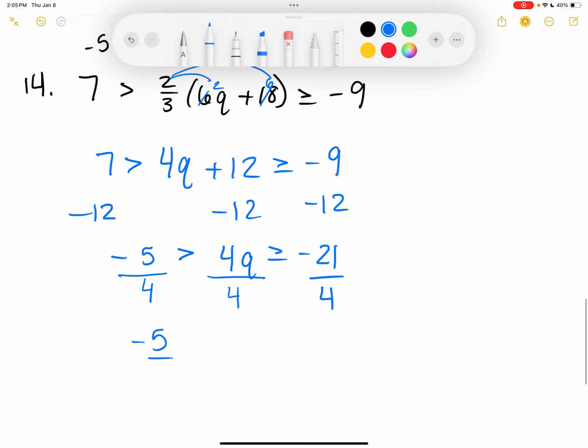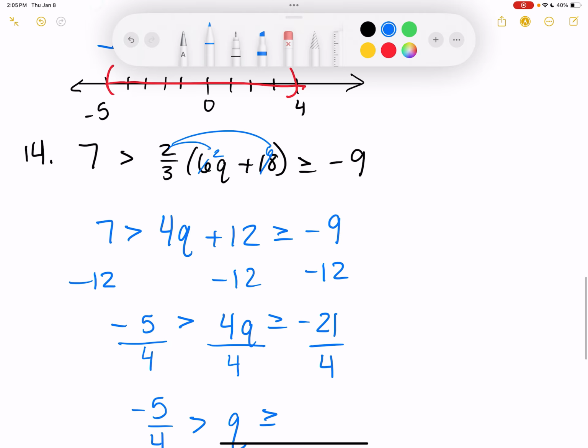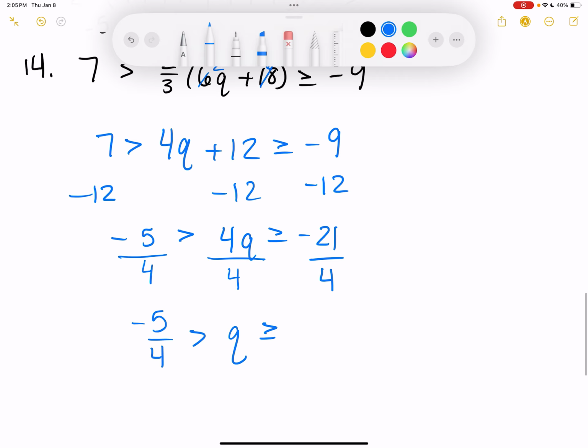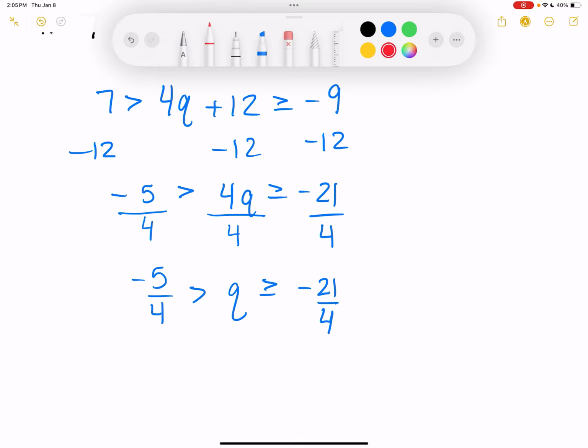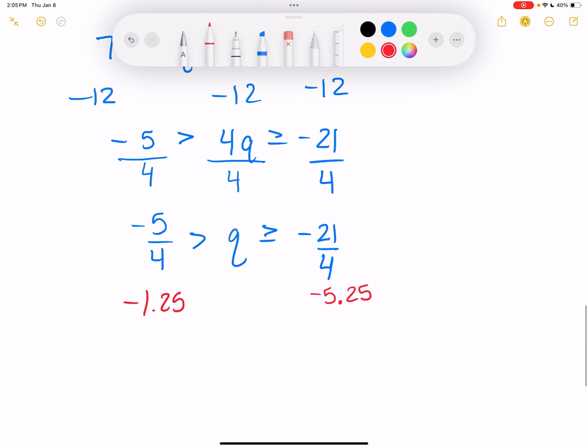So now I do have fractions, but I just have to graph these fractions, so it's not as bad as having to deal with them all the way down. So I have negative 5 over 4 is greater than q is greater than or equal to negative 21 over 4. Now, approximately as a decimal, what is negative 21 over 4? Negative 5.25. And then this is what? 1.25. So technically, I need to swap these around, but as long as you get them on the graph in the right place, it's fine.